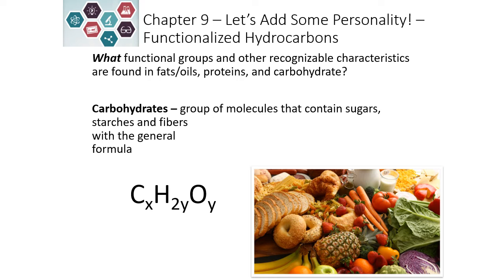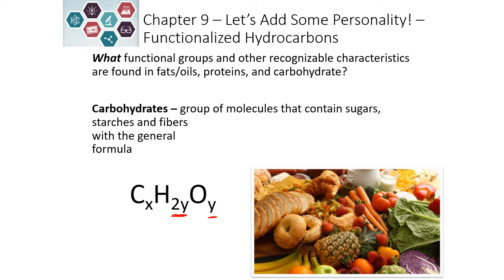Carbohydrates are another type of molecule that's found in food. And carbohydrates, just like the name implies, contain carbon, and if you think about the word hydrate, it sounds like water. So it's a certain amount of carbon in the formula, and then twice as many hydrogen as there are oxygen. So a carbohydrate has 2 times the amount of hydrogen as there are oxygen.